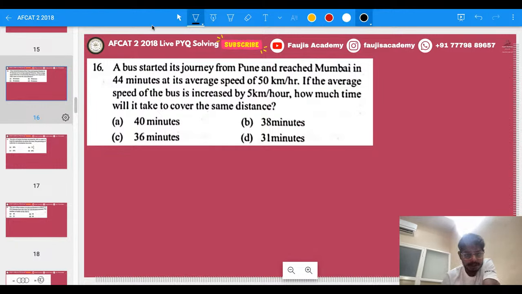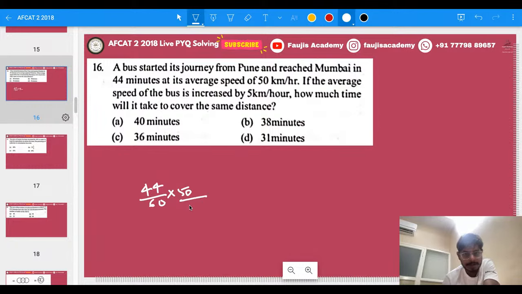A bus started its journey from Pune and reached Mumbai in 44 minutes at its average speed, 50 kmph. If the average speed of the bus is increased by 5 kmph, how much time will it take to cover the same distance? Okay. Distance is equal to what? Speed into time. Speed is how much? Okay. This is time into distance. Is this the distance? Isn't it? While we are writing divided by 60, we are changing minutes into hours, right? Okay. Now this is the distance, right?